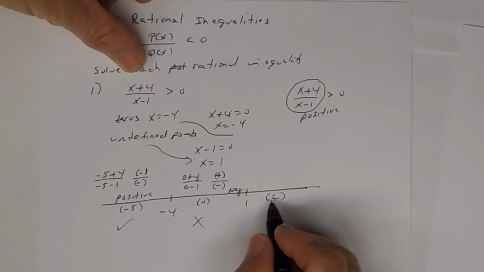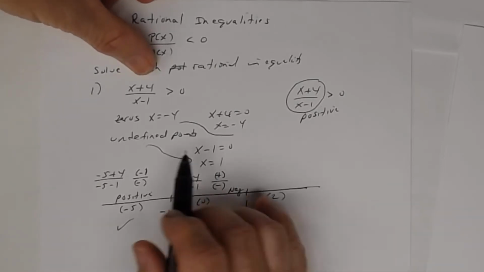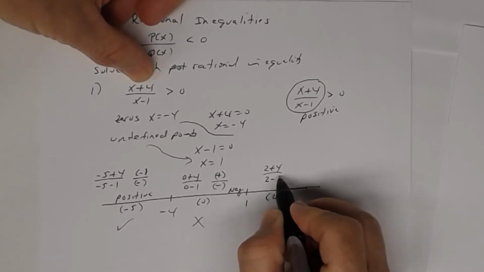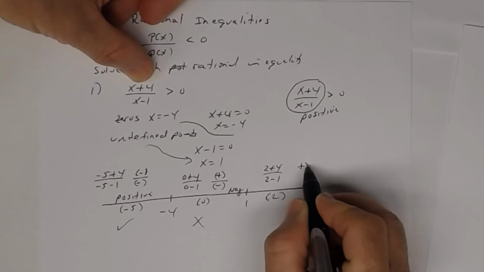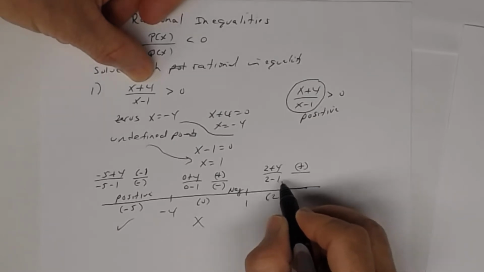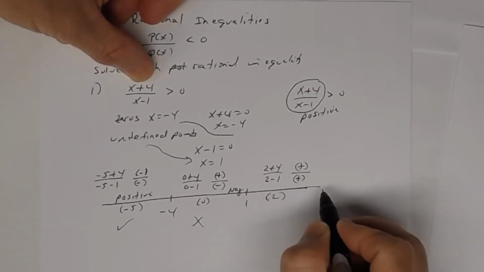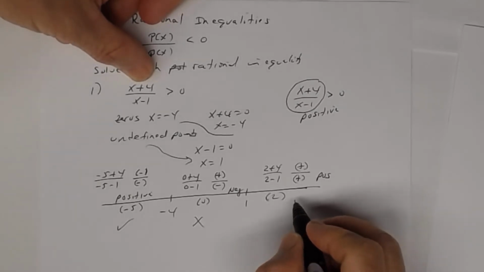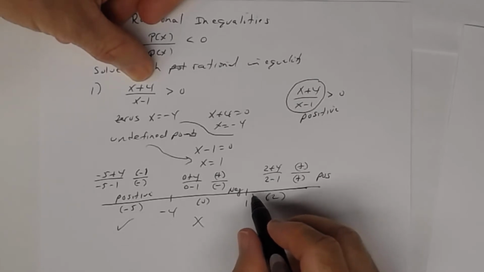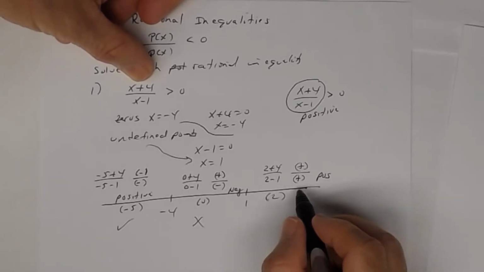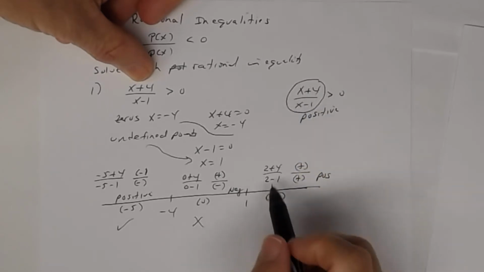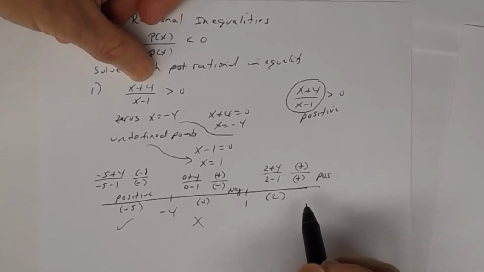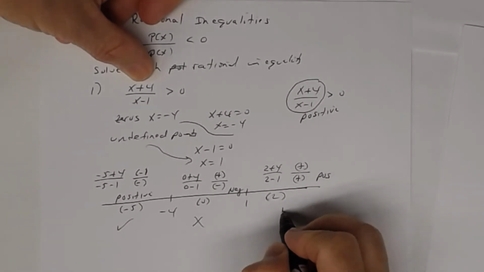And then the next test point's 2, and so do the same thing. So you're going to say 2 plus 4 divided by 2 minus 1. 2 plus 4 is 6, that's a positive number, divided by 2 minus 1 is a positive number, it's positive 1. A positive divided by positive is a positive. And so notice that any real number greater than 1 is a solution because any number greater than 1 will make this expression positive, and that's what I want. So I'm going to put a little check there.